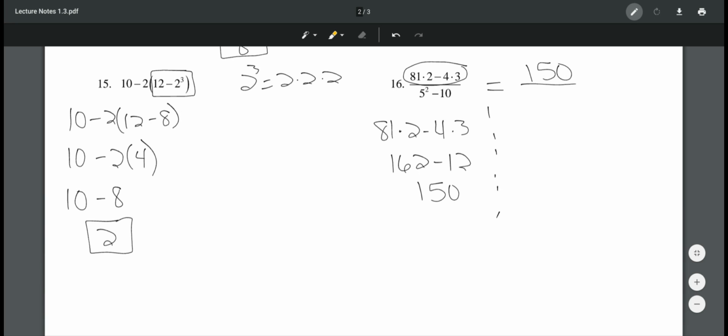Now I'm going to do the bottom of the fraction, which is 5 squared minus 10. We square before we subtract, so 25 minus 10, that gives me 15. 150 reduced by 15, or 150 divided by 15, is 10. So my final answer for number 16 would be 10.